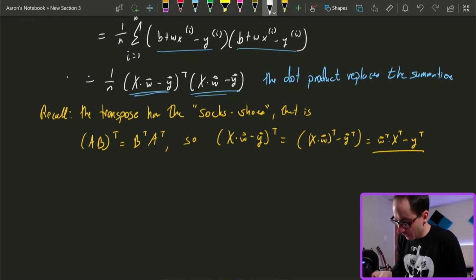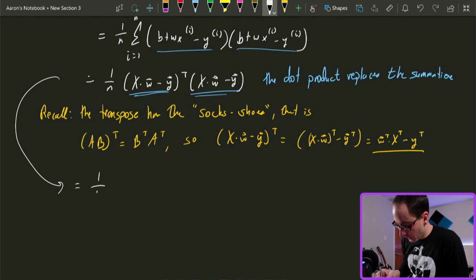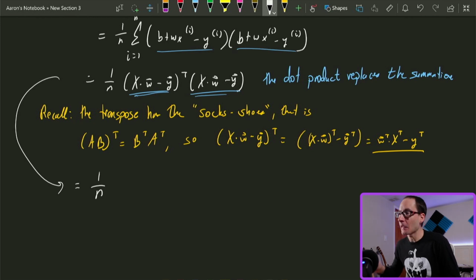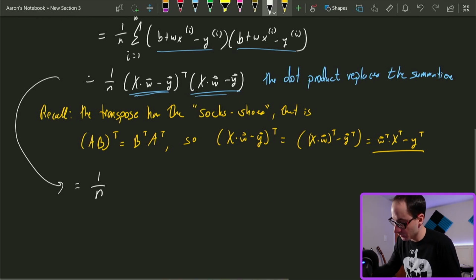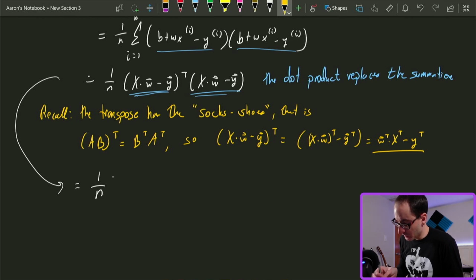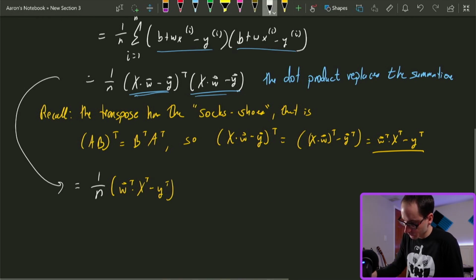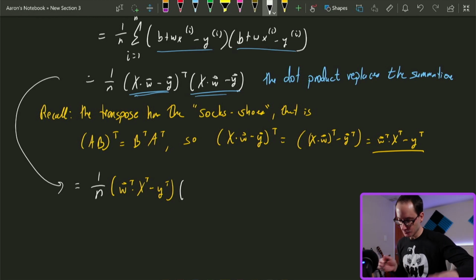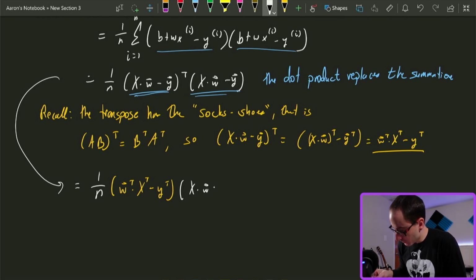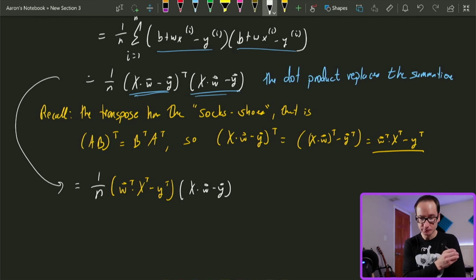So if I go back up here and bring this down, I'm going to say I have 1 over n, and I'm going to rewrite that first term there using the kind of distributing the transpose inside. So instead of x dot w minus y transpose here, I'm going to have w transpose dot x transpose minus y transpose, right? And then let me bring this piece down here, x dot w minus y. Looks good. Okay.